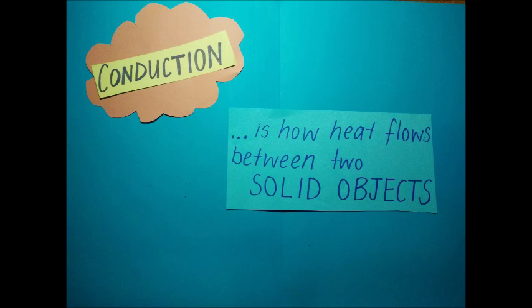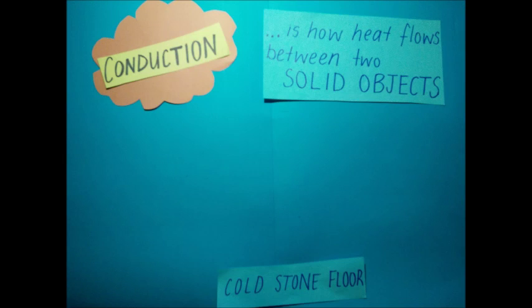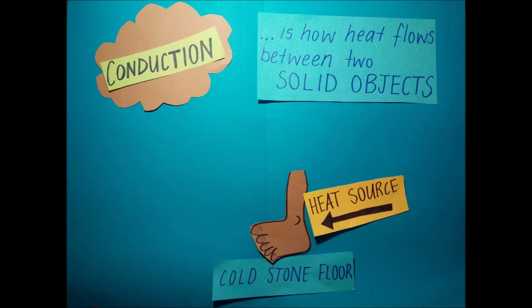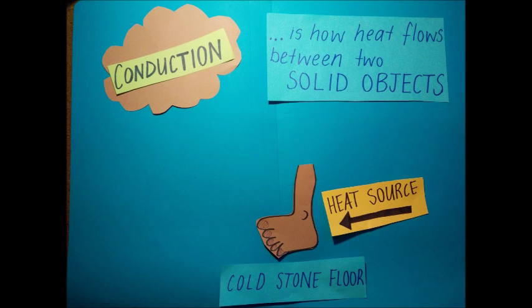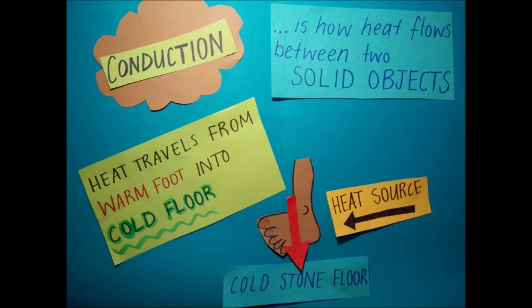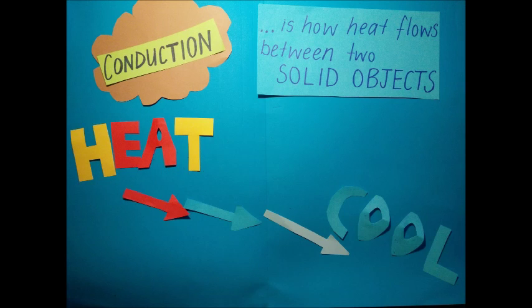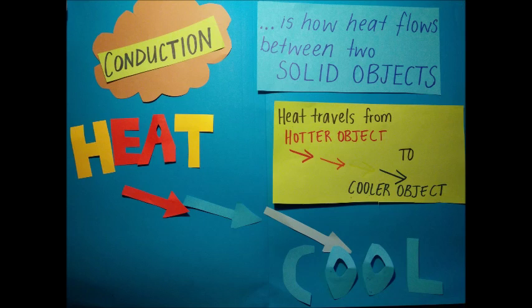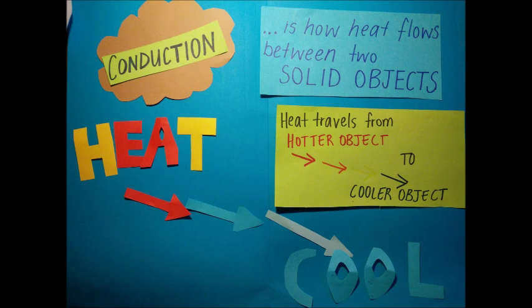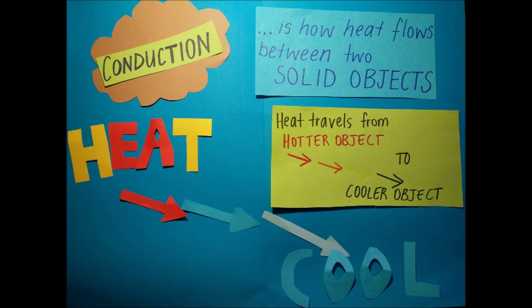Conduction is how heat flows between 2 solid objects. These solid objects are different temperatures and are touching each other. For example, if your warm foot was walking on a cold stone floor, the heat from your foot would move into the cold stone floor. Remember, heat moves from hotter objects to cooler ones.